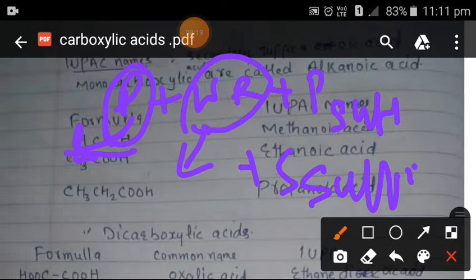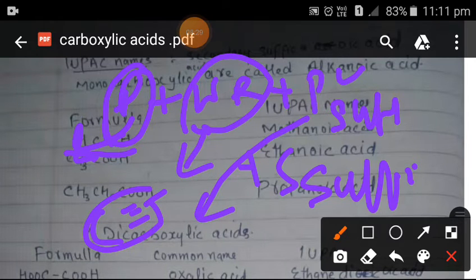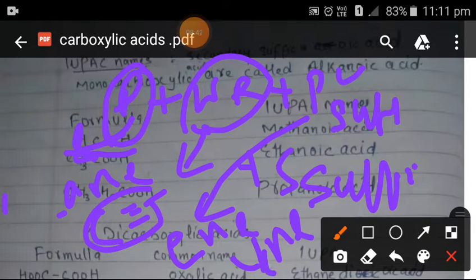Second is primary suffix. Primary suffix means a linkage, that is a carbon single bond or carbon double bond or carbon triple bond. Whatever you will see, accordingly, when there is a carbon single bond, you write the primary suffix as ane. When there is a double bond, you write ene. When there is a triple bond, you write yne. So this indicates the linkage of the carbon chain.